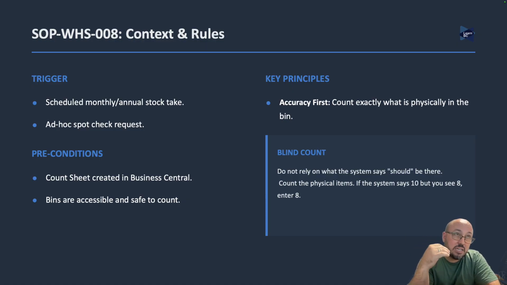So we don't tell you. The system doesn't give you the expected count. It does a blind count. It's expecting you to tell us what's there. And if there's a difference, the system will know. And it will tell the warehouse manager, the inventory manager, and the finance manager what the variations are.